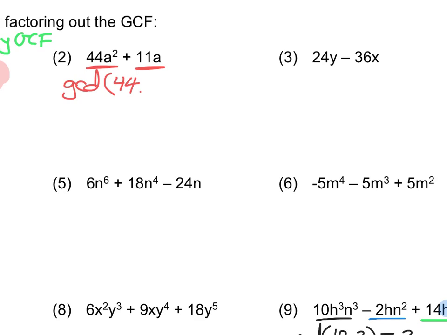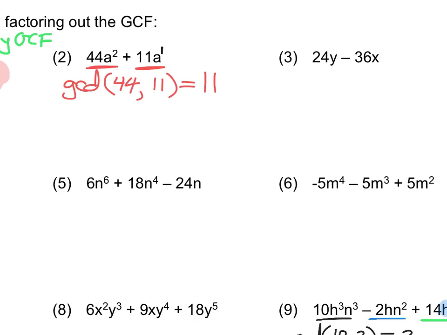44 and 11. Now, if there's a negative number, you see in number 3, there's a negative value, you're going to disregard the negative. You're only putting positive values into the GCD function. Otherwise, you get an error. All right. What does the calculator tell you? 11. All right. So now I'm going to look at my A terms.